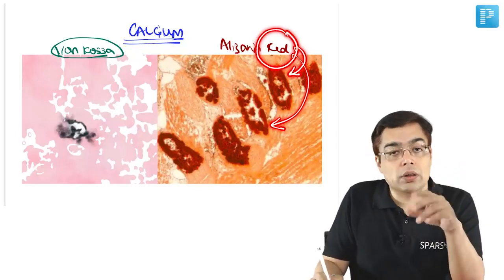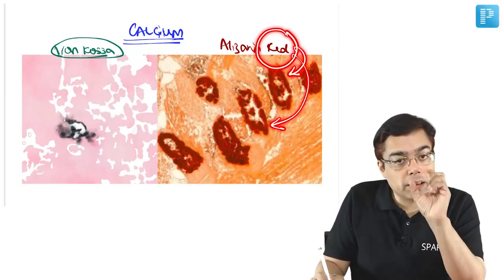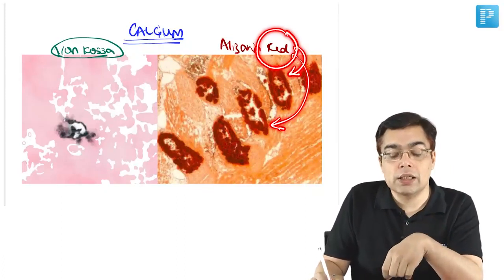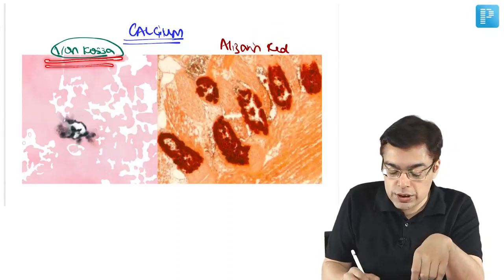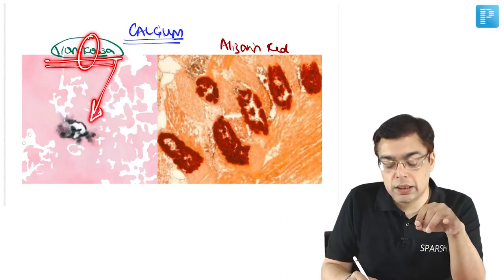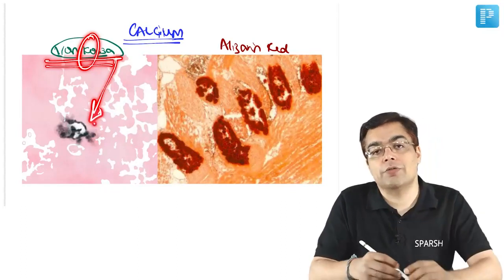Say for example, you talked about the term Prussian blue. So iron gets a bluish appearance. Similarly, alizarin red gives a red appearance to calcium. In a similar fashion, von Kossa stain gives a very black appearance. So a black or dark appearance is what you have with the presence of calcium.